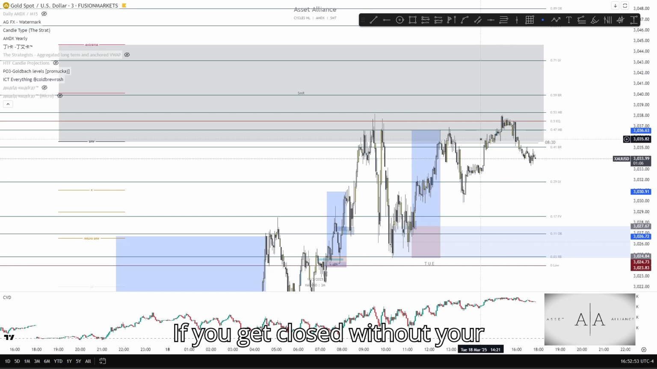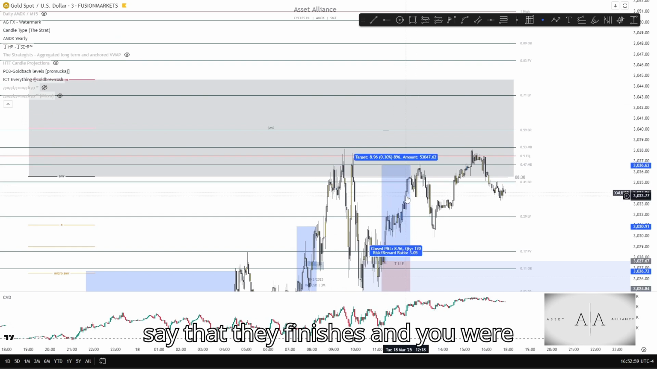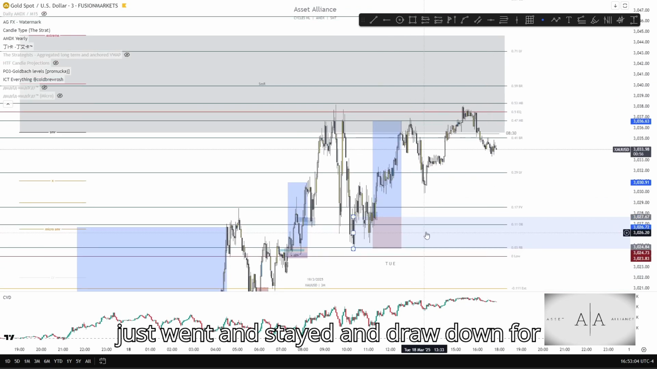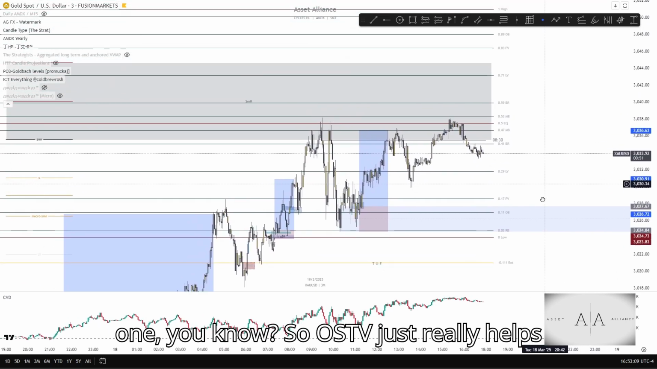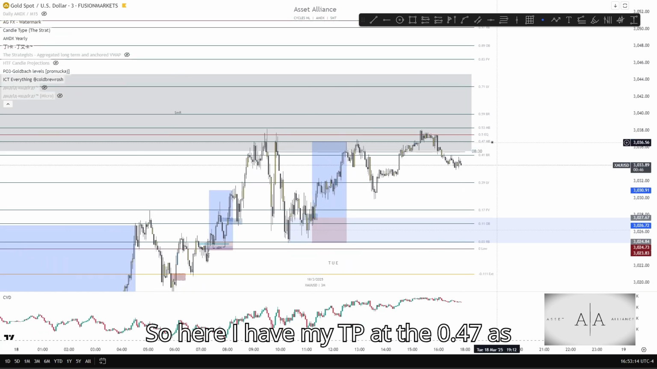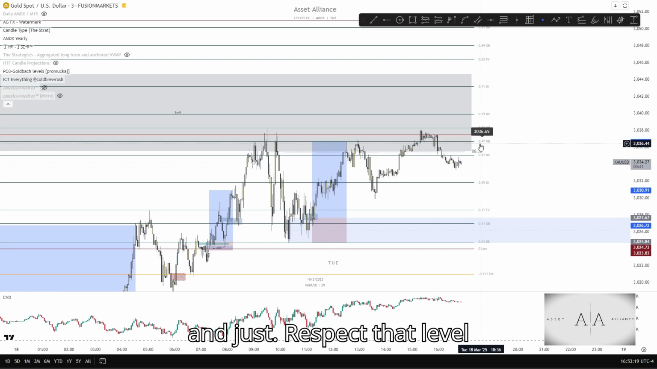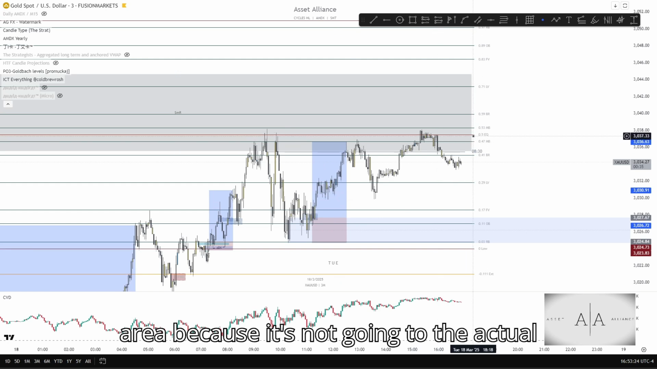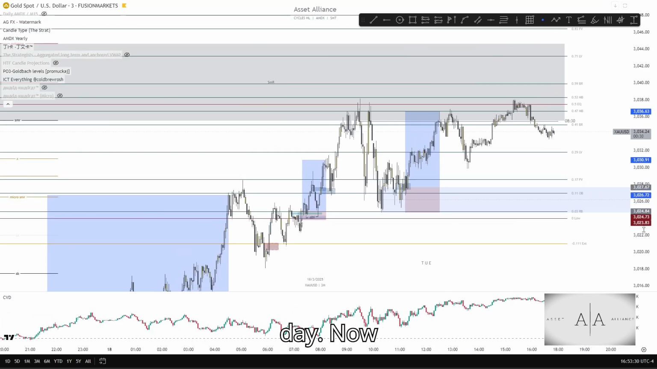Because if you get closed without your TP hitting, yes, it's not a problem if you're already in profits. But let's say the day finishes and you were expecting price to go to your TP and it just went and stayed in drawdown for the whole day, you're not winning on that one, you know? So OSTDV just really helps you know where price might want to stop. So here I have my TP at the 0.47, as price likes to not go to the EQ and just respect that level. And then yes, it's going to be a sweep area because it's not going to the actual EQ. But for that point in time, I just wanted to get a quick trade for end of day.